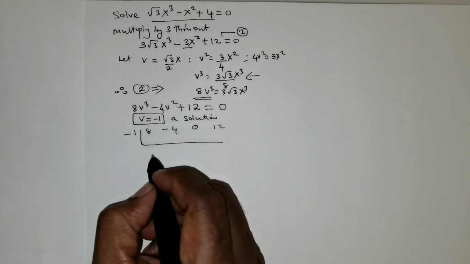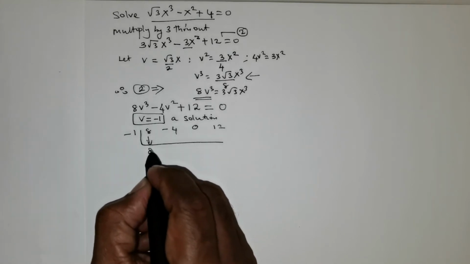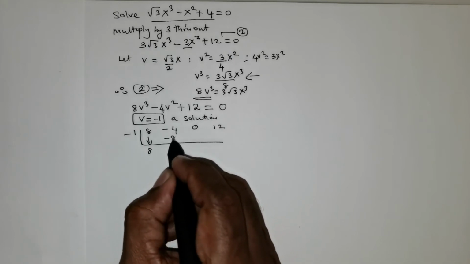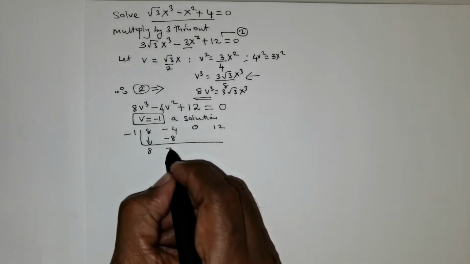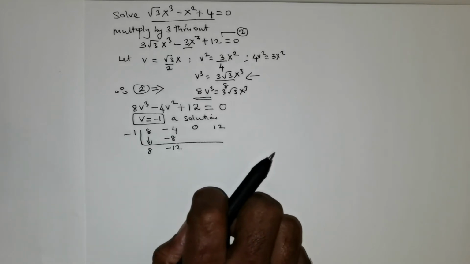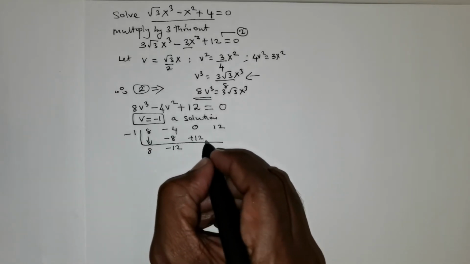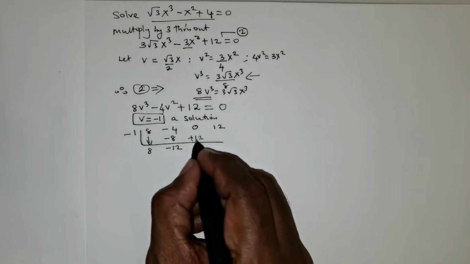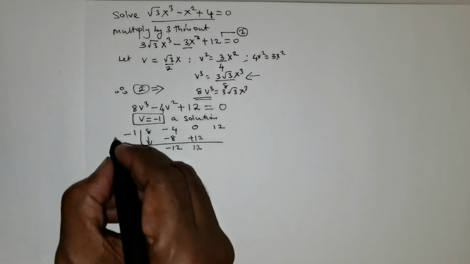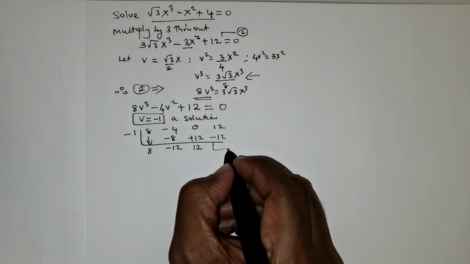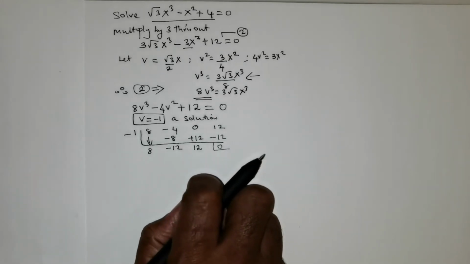So place negative 1 there, bring 8 down. 8 times negative 1 would give me negative 8. Add negative 8 with negative 4, that would be giving me negative 12. Multiplying negative 12 with negative 1 would give me positive 12. Add positive 12 to 0 would give me 12. 12 multiplied with negative 1 would give me negative 12. So clearly I get 0.